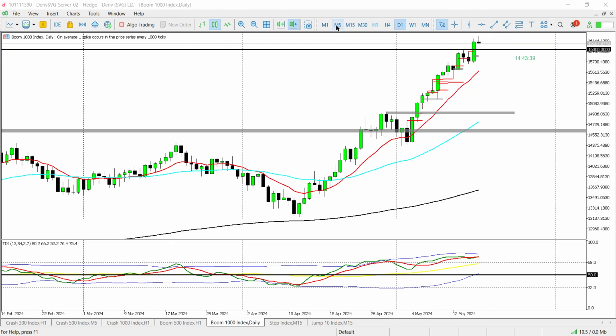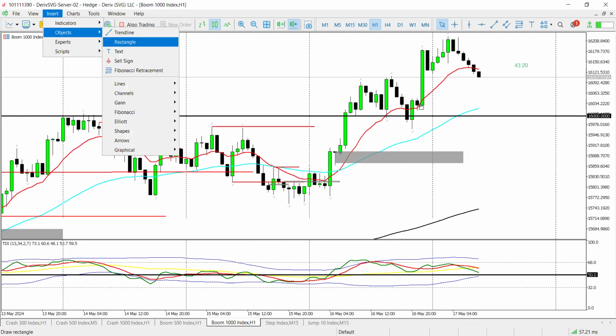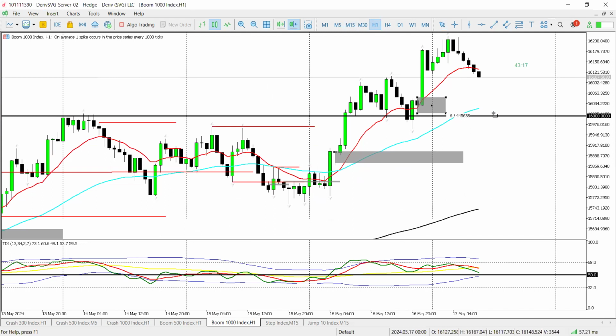Let me leave it on H1 because I prefer H1, because it's easier to see where my trend is going if I'm on H1. So I'm just going to wait for price to come back above the 13 before I consider any buys. Points of interest, you might notice that we do have this demand zone right there, right on the 50 EMA. So we might get short-term buys right there.